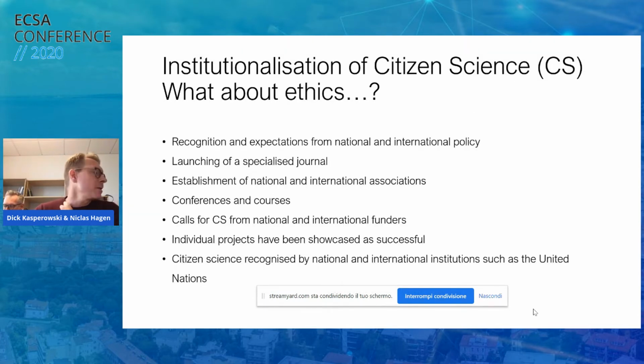As a background to this paper, I would like to talk about the institutionalization of citizen science. Currently we can see, among other things, a recognition and expectation from national and international policymakers of the promises of citizen science. We have also seen the launching of a specialized journal, Citizen Science: Theory and Practice. We have the establishment of national and international associations, specified calls for citizen science from a variety of funders, and also that citizen science is recognized by actors such as the United Nations. Returning to the headline, we can then ask: what about ethics and citizen science? Next slide, Francesca, please.